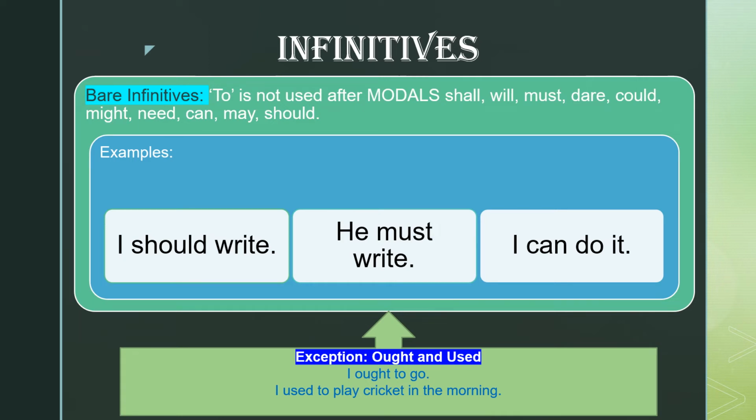For example, I should write. He must write. I can do it. We do not use the word to with any kind of modals except for ought and used. Whenever you have the modals like ought or used, you will have to use to with them. I ought to go. I used to play cricket in the morning. So barring these two, ought and used, we will not be using the word to with the infinitives when it comes to using bare infinitives. How will you identify a bare infinitive? They will always be having a modal in them.